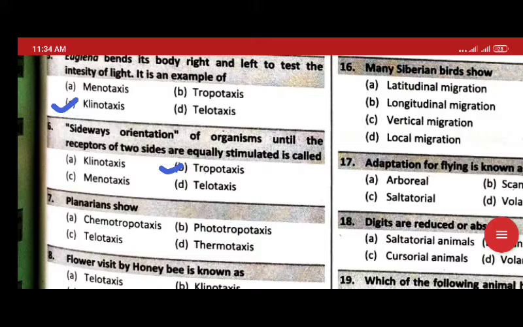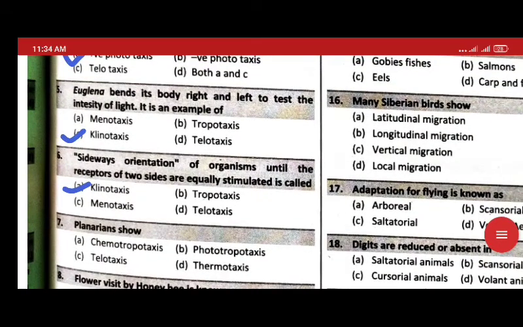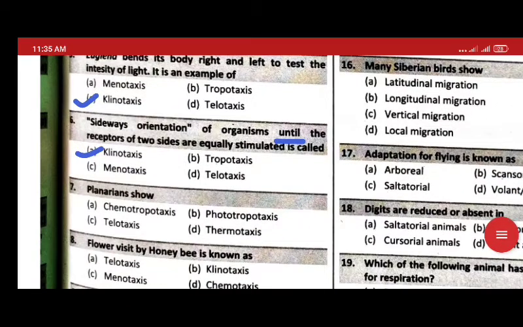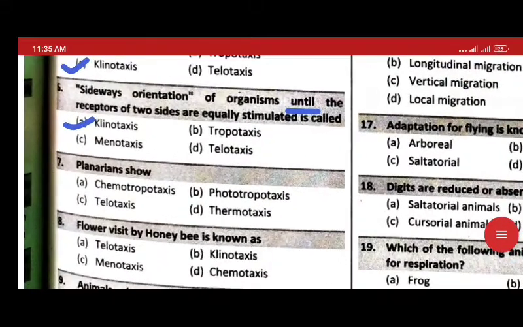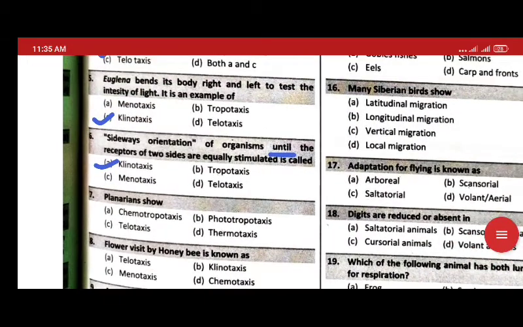Until the receptors of two sides are equal. So this is clinotaxis again, because left and right is given here. Tropotaxis is for if blind is given. So A option is right because sideway is given.